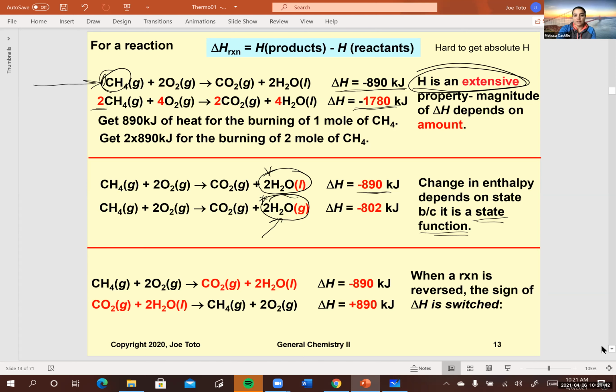Would it be the gaseous water? Yes, that's what I would say too, right? Because it takes more energy to give to the water to break the intermolecular bonds in liquid water to make it gaseous. So this guy has more energy, the gas, and so it gives off less energy to the surroundings. So that makes sense, right?